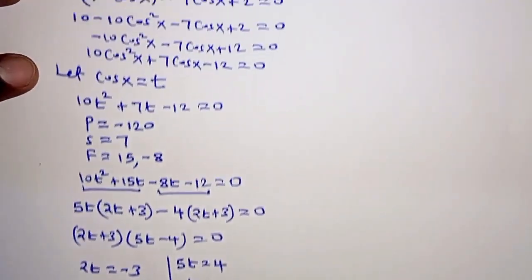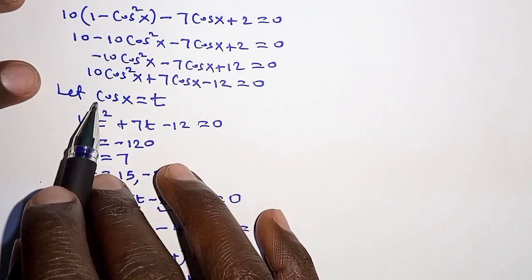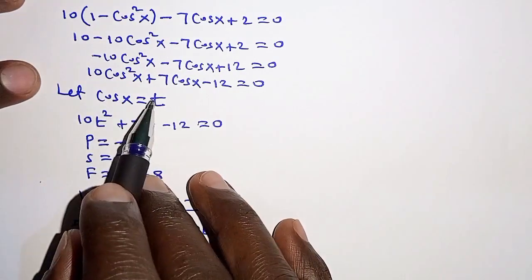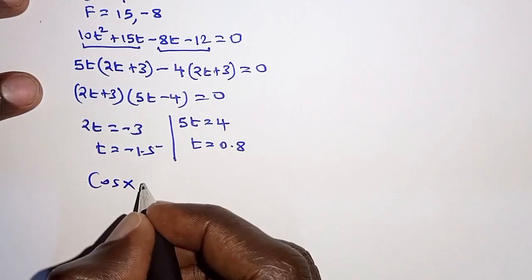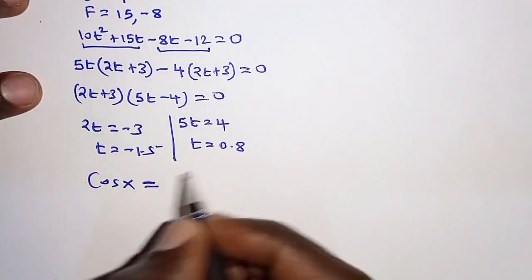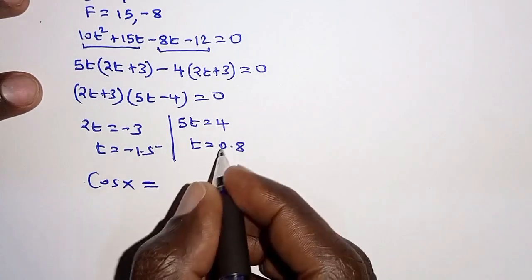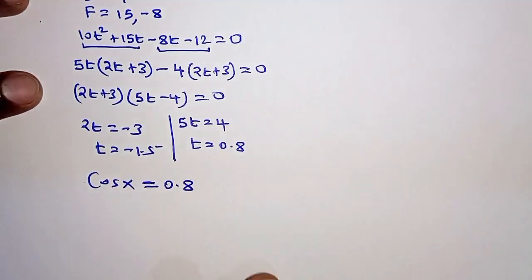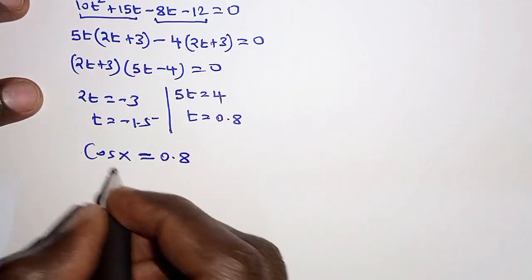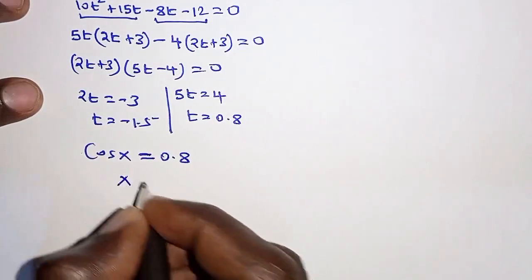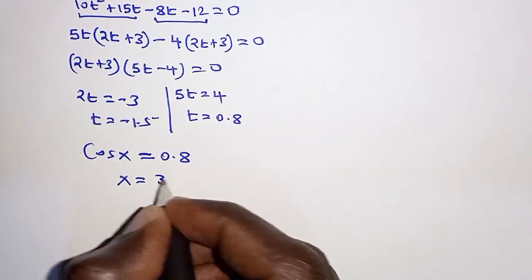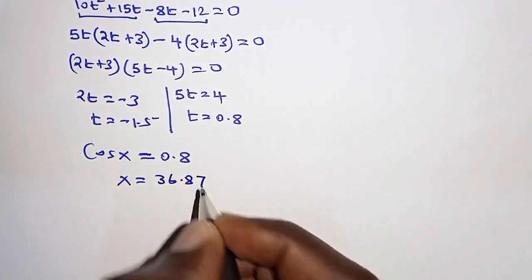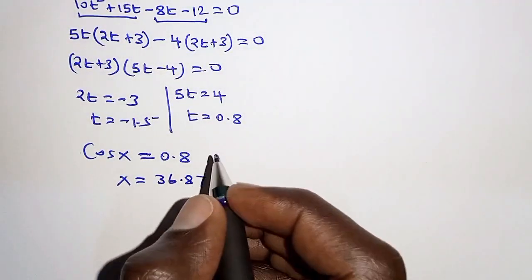From here, this will now resurface. So we had let cosine of x be t, and we already have the values of t, so we can say cosine of x is equal to t, and we can begin with this other one. t is 0.8, and therefore if we get the cosine inverse, x becomes, so cosine inverse of 0.8 is 36.87. And remember, this is not yet the solution we're looking for.